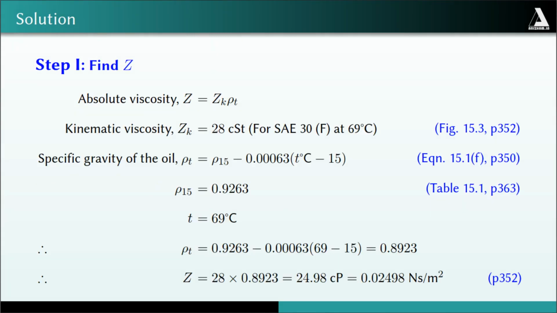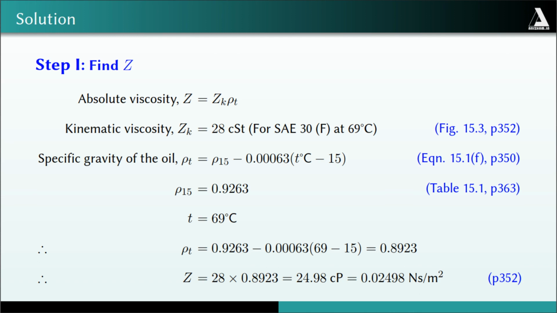Now in step 1 we have to find Z, the absolute viscosity of the oil. The relation that we use is Z equal to Zk into rho T. This is a general equation. Here Zk is the kinematic viscosity, and it can be obtained from figure 15.3 on page number 352. For SAE30 oil at 69 degrees Celsius, represented in that figure as curve F, Zk is obtained as 28 centistokes.